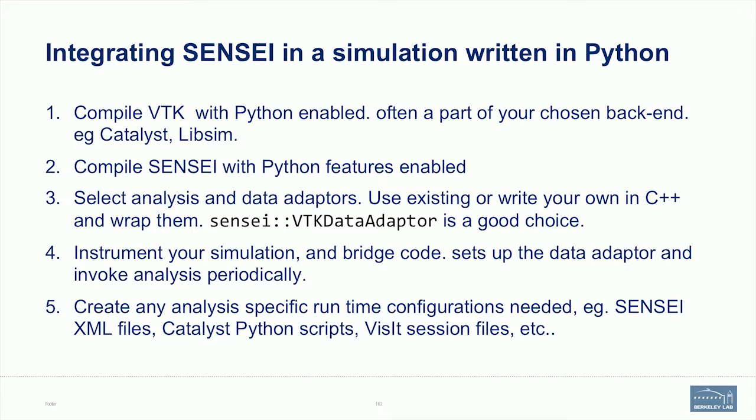Second step is when you're building Sensei, you've got to enable the Python features. Those are off by default. The third thing is the analysis and data adapters. You can write your own and wrap them. You could use the VTK data adapter, which in Python we've seen yesterday. We went through a bunch of Python scripts to create VTK data objects. So the VTK data adapter is really easy to use. In Sensei 2, we actually added a Python data adapter where one can have a pure Python data adapter. And I'm going to show an example of that.